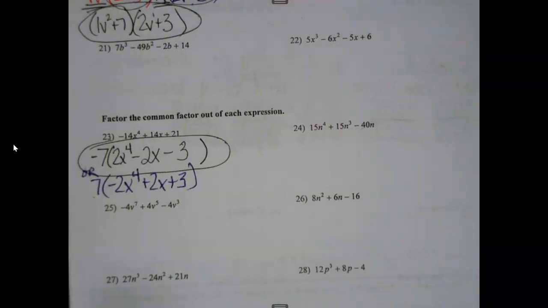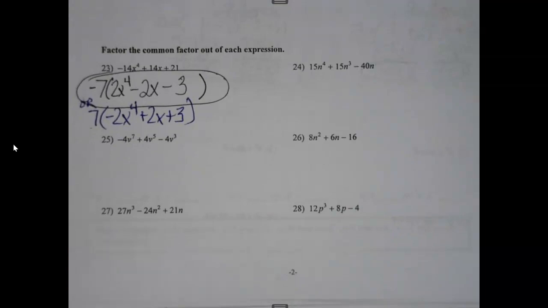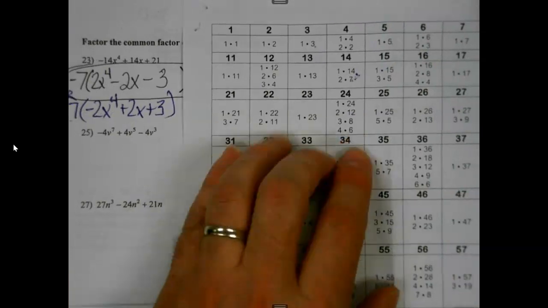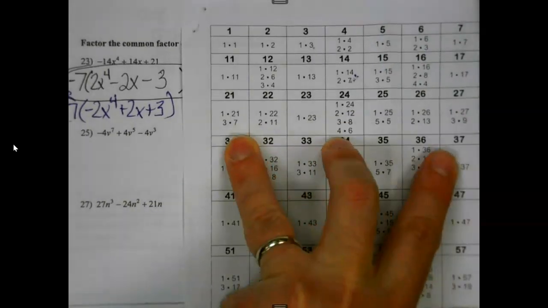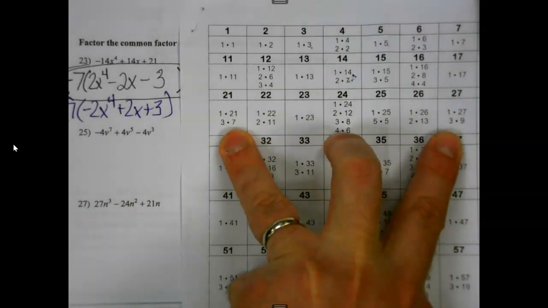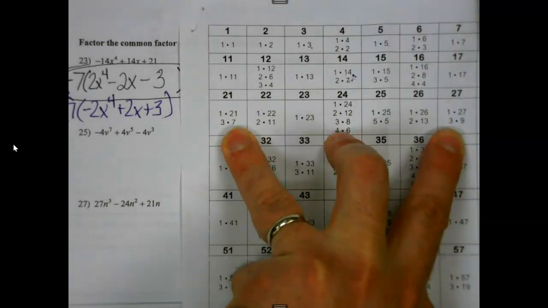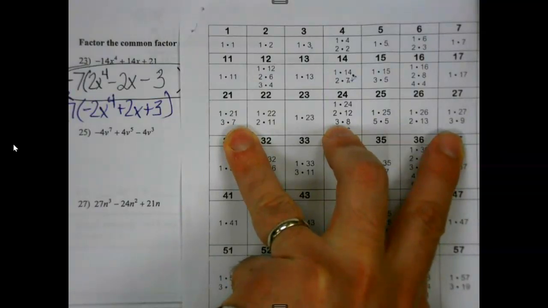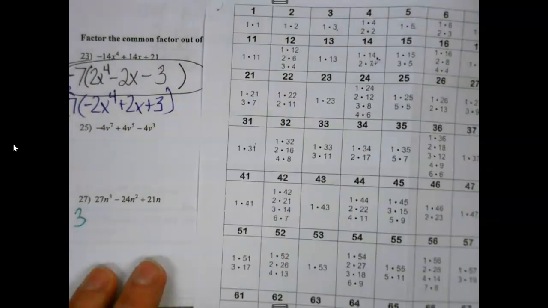So one more. We're going to do 27 because I want to find one where we got a little of everything. Okay, 27, 24, and 21. Let's see if I can fit all these on here. We can. 21, 24, 27. Biggest number in all 3 of those boxes. Are we bigger than 1? Three. Okay, so we can get a 3 out of all those.